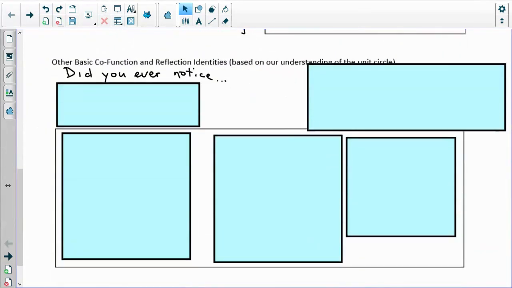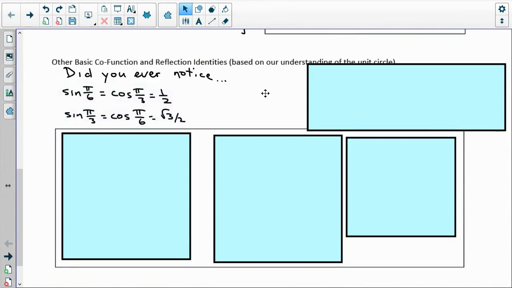Next, other basic identities called the cofunction or reflection identities. These are all based on our understanding of the unit circle. Some things you may or may not have noticed: sine of pi over 6 and cosine of pi over 3 are the same thing. Pi over 6 and pi over 3, if I change them to degrees, would be 30 and 60. And likewise, the same thing is true for sine and cosine of pi thirds and pi sixths, respectively.